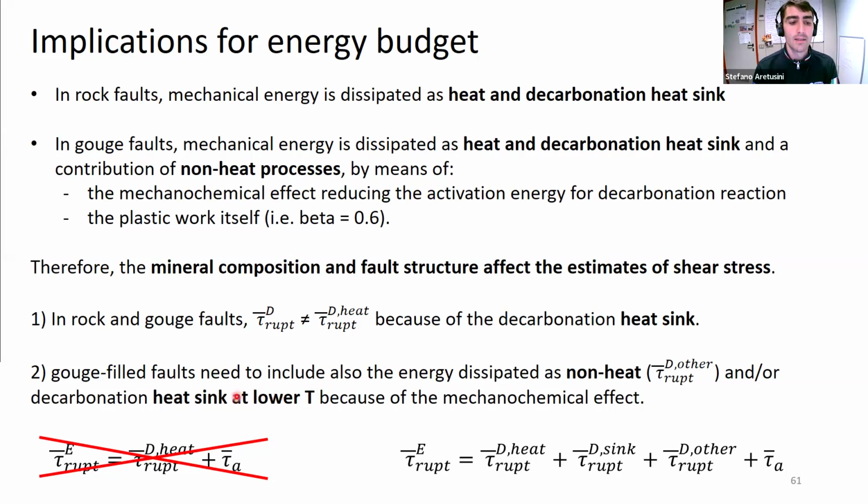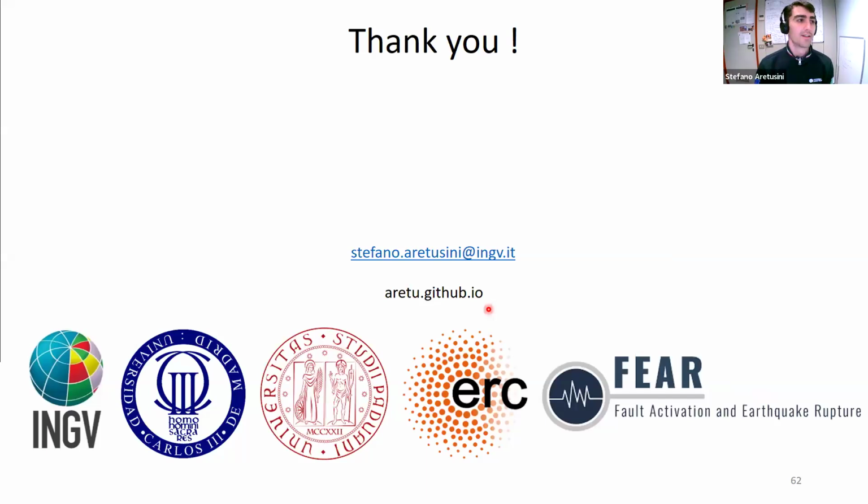So in the end, the original simplified energy budget on the left is actually, at least in carbonates, something more similar to the one on the right here. And so we can really say that there is an expected complexity even in the energy budget and also in the estimates of the absolute levels of shear stress that derive from this energy budget. And with this, I really want to thank you for the attention, and I'm open to answer any questions you might have.